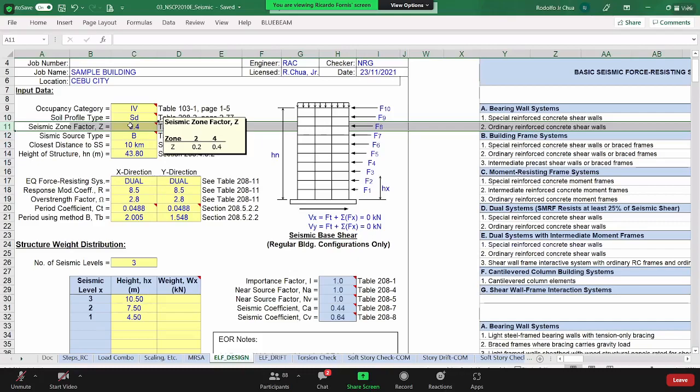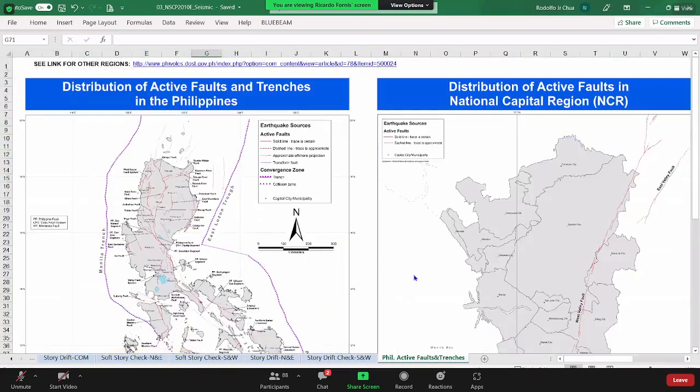And then the rest of the Philippines is zone 4. So ang zone 4, ang maximum considered PGA or peak ground acceleration kung na ay earthquake is 0.4 G. Let me check sa spreadsheet if I have the map. I think I have.